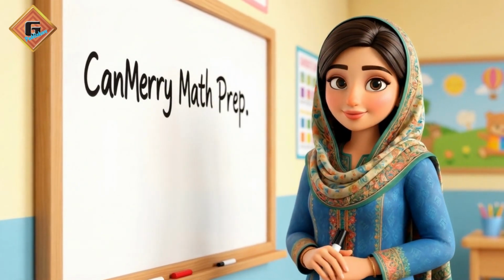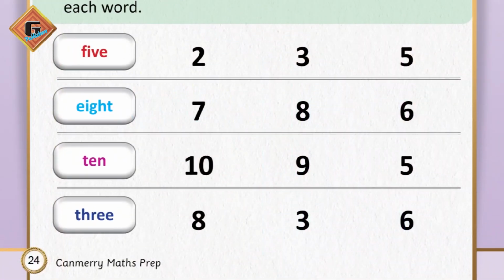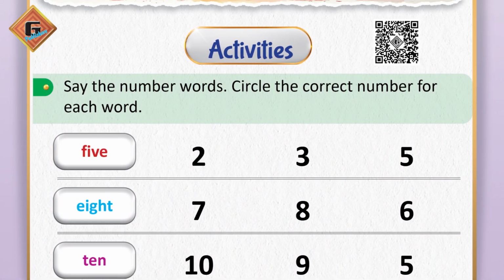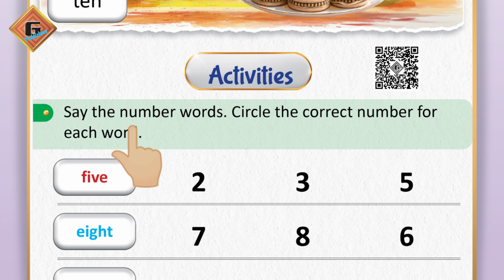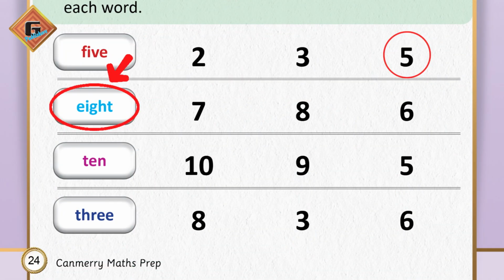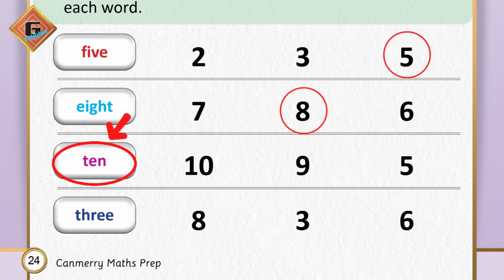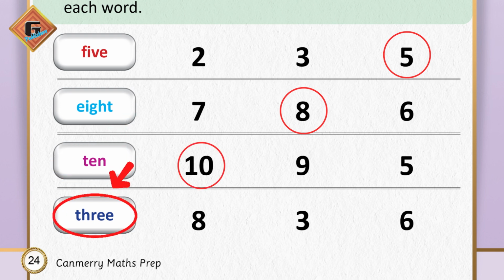In Math Prep, first we will see an activity. Say the number words. Circle the correct number for each word. It's 5. Five, and circle the correct 5. This one. 8. It's number 8. 10. This is 10. 3. Now this is 3.